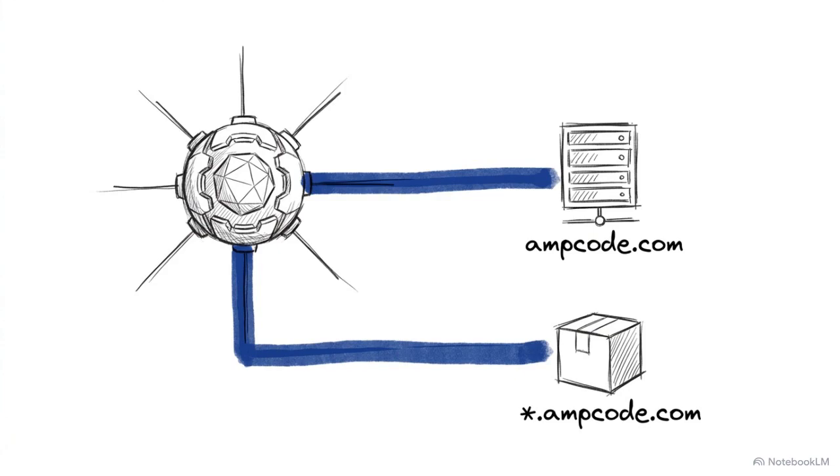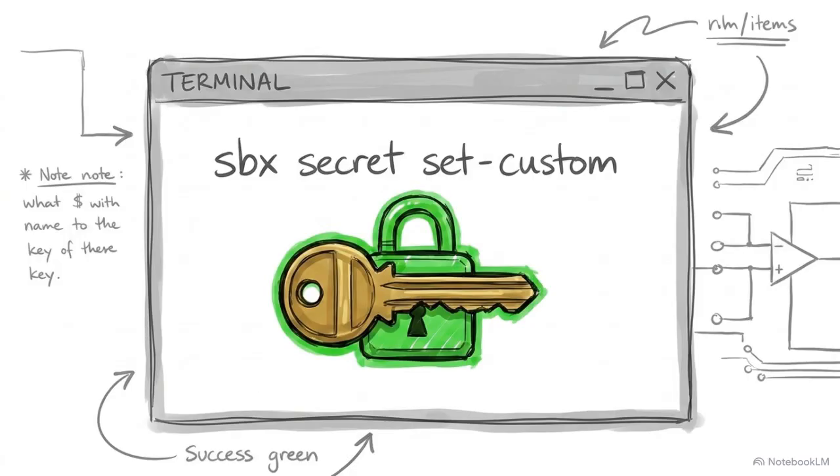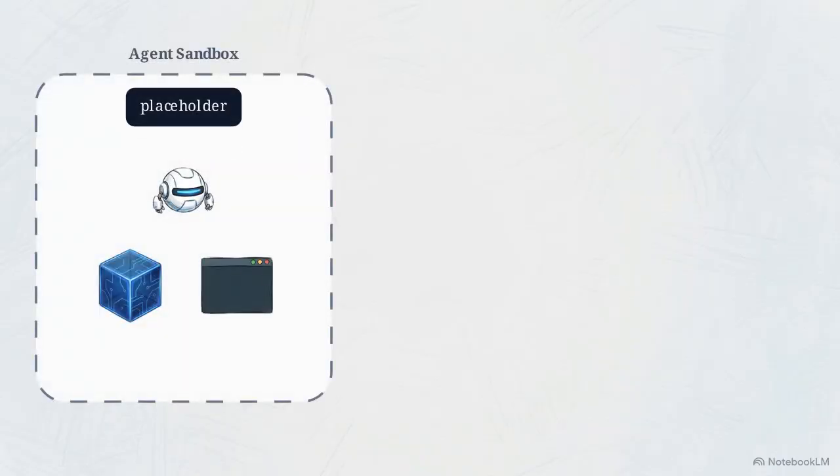With the YAML configuration finished, open your terminal to securely register your actual API key. Run SBX secret set custom, passing the specific API host domain. This securely stores your real key on your local machine, instead of inside the sandbox. The terminal prompts for a placeholder. Because AMP locally validates the key's format at boot, append a .rand_thfix.